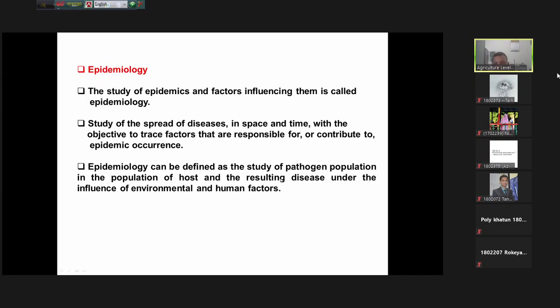Here you see epidemiology can be defined as study of pathogen population in the population of the host and resulting disease under the influence of environment and human factor. কিভাবে environmental and human factor দ্বারা host pathogen interaction affected হচ্ছে সেটার যে স্টাডি, সেটা হচ্ছে epidemiology. That's why I say study of pathogen population in the population of host and then resulting disease under the influence of environment and human factors.